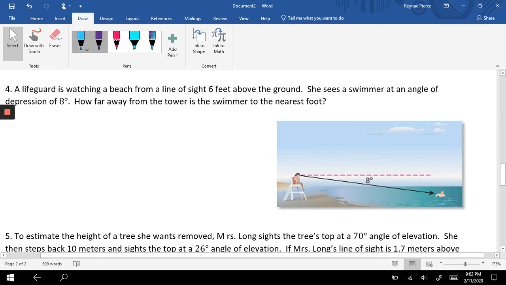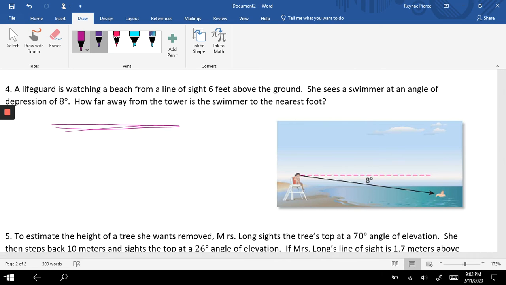Okay, this one is very similar to the previous one. We have a lifeguard watching from a line of sight that is 6 feet above ground. Okay, that angle of depression is 8 degrees right here. How far away from the tower is the swimmer? So this horizontal distance here is what we're looking for, but that horizontal distance is also represented by that horizontal distance.